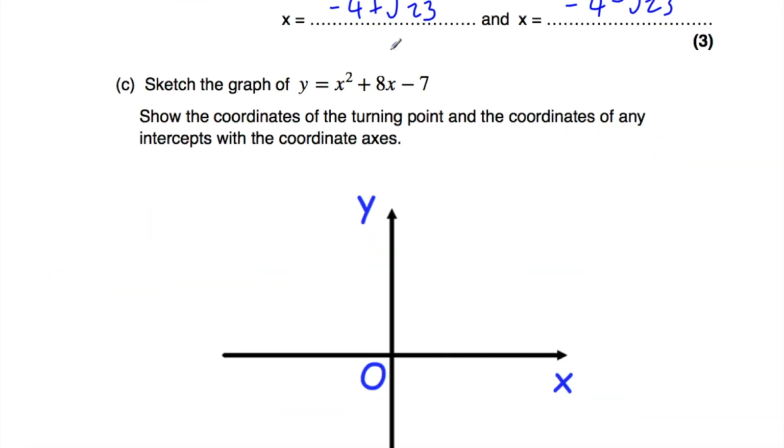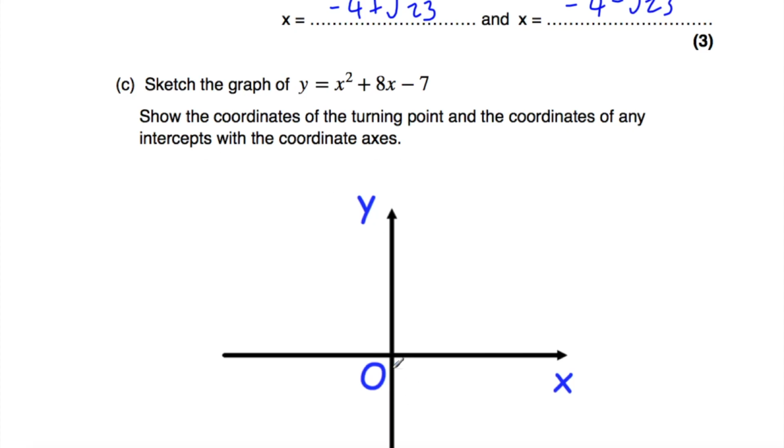So part C, we've been asked to sketch the graph of y equals x squared plus 8x minus 7. And we've been asked to show the coordinates of the turning point and the coordinates of any intercepts with the coordinate axes. So in other words, if it crosses the x-axis, we need to write down where it crosses the x-axis and also where it crosses the y-axis. So first of all, let's find out where it crosses the y-axis.